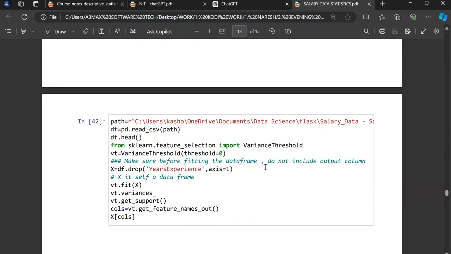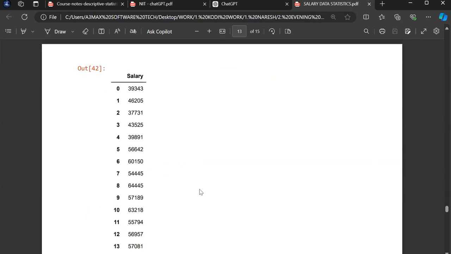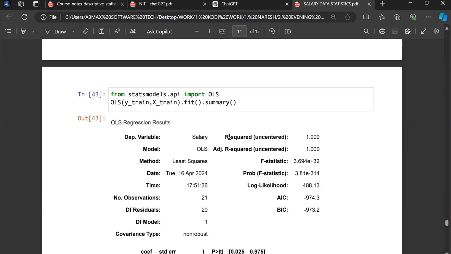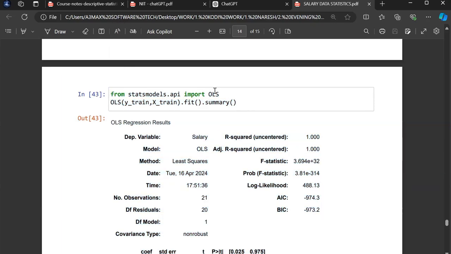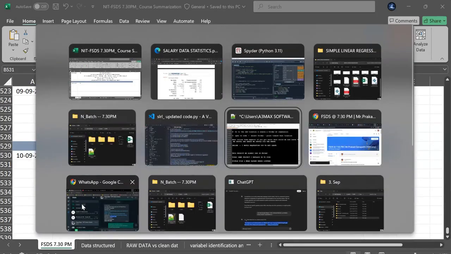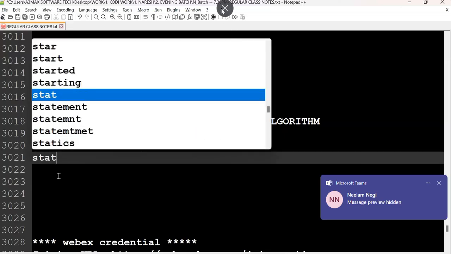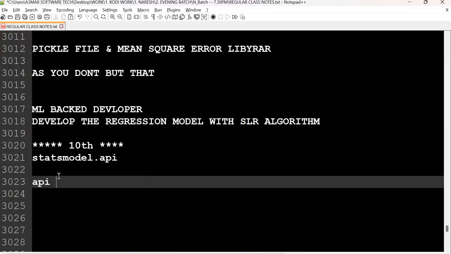Now, variance threshold, not required, this one as well. Just wait. Okay, guys, I want to use this. Listen to me. Today I want to introduce the OLS model. Guys, listen to me, don't talk. statsmodels.api. Let me introduce a very important concept, called statsmodels.api.